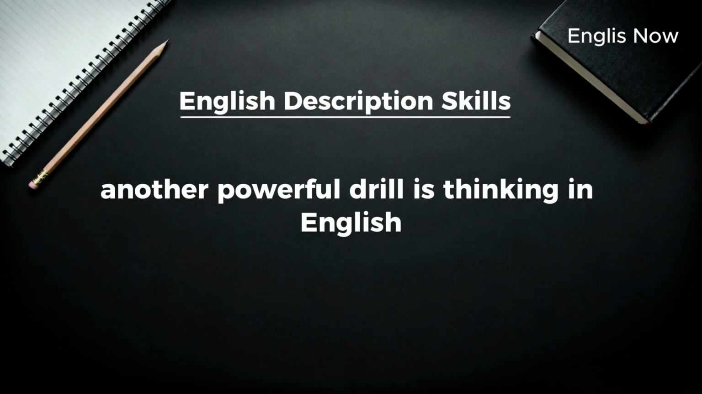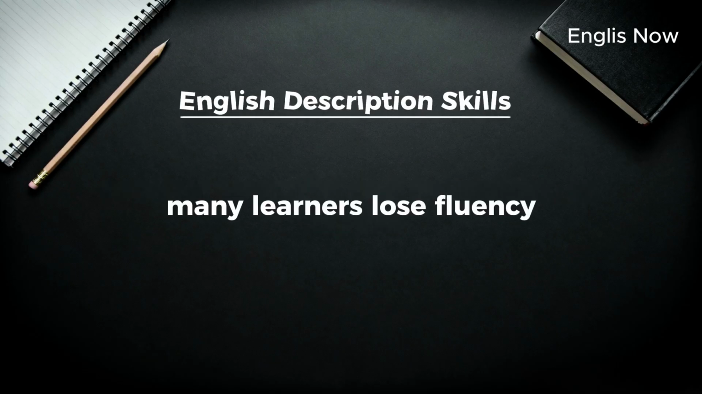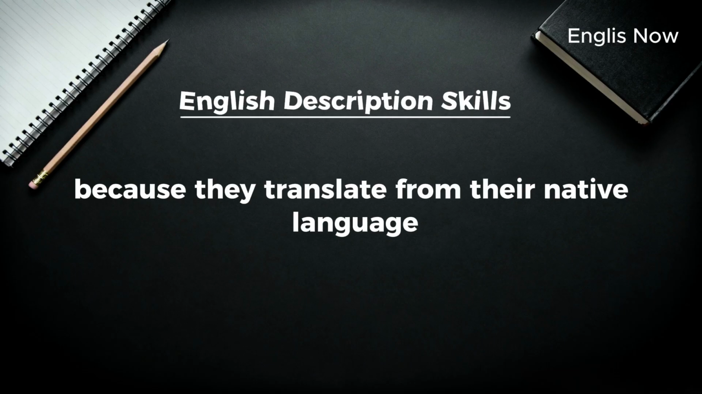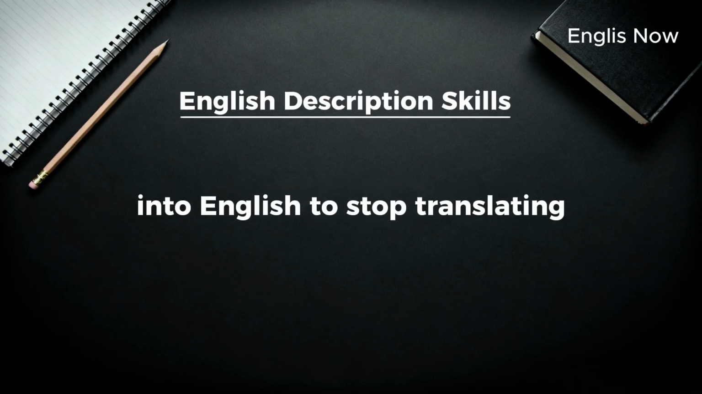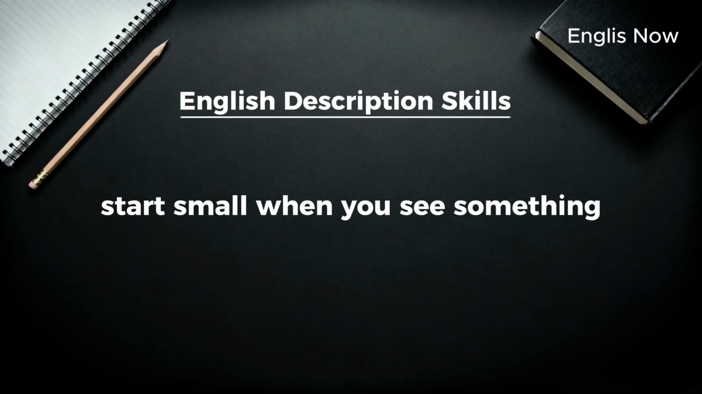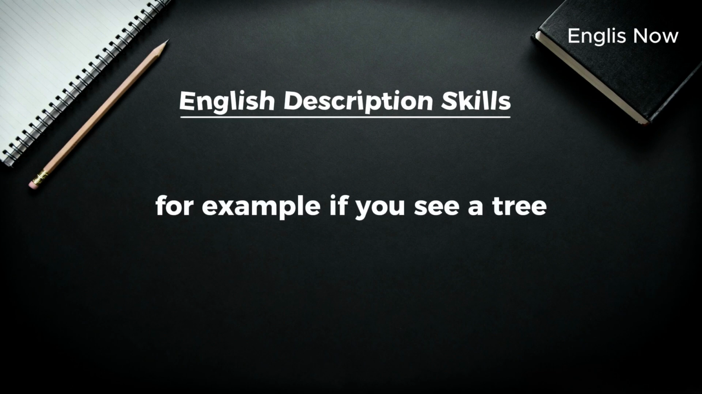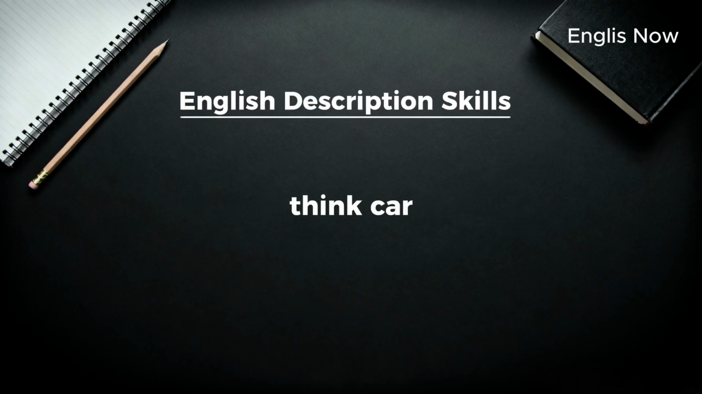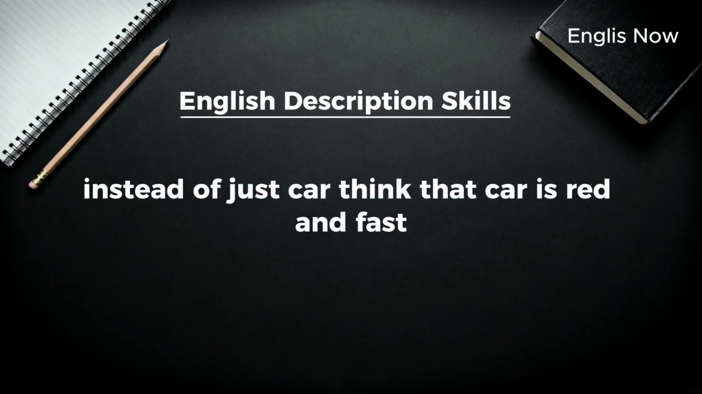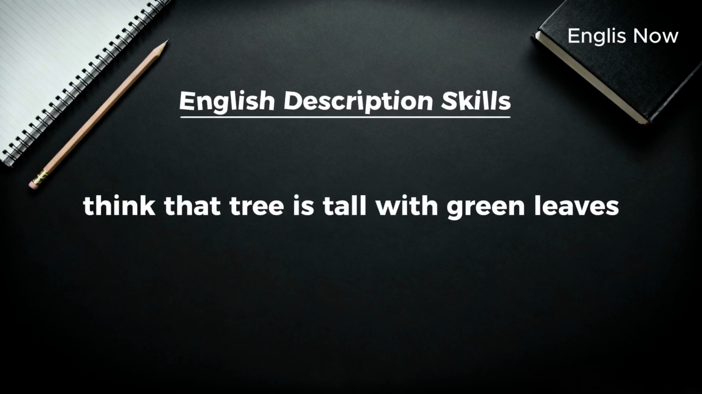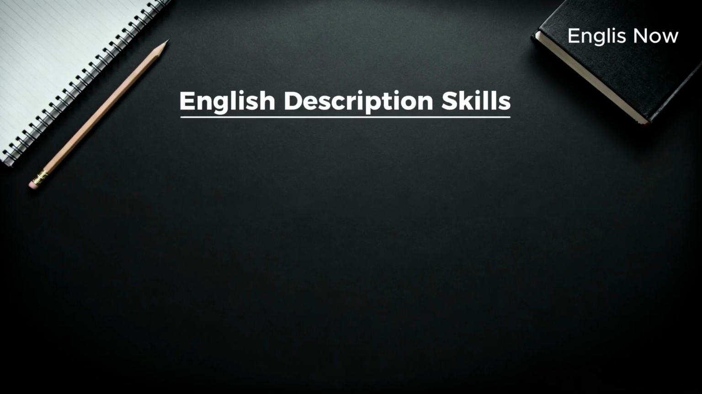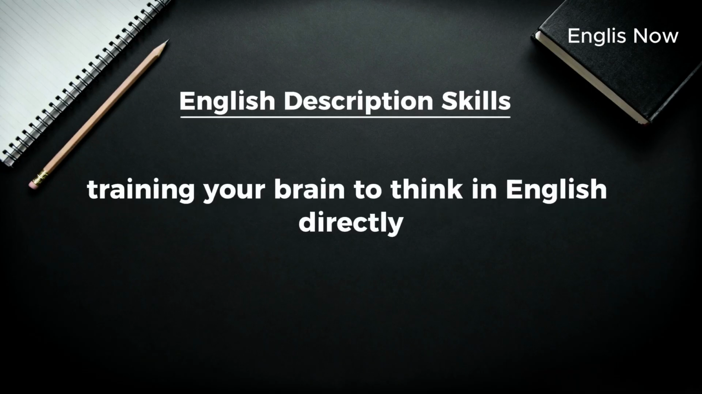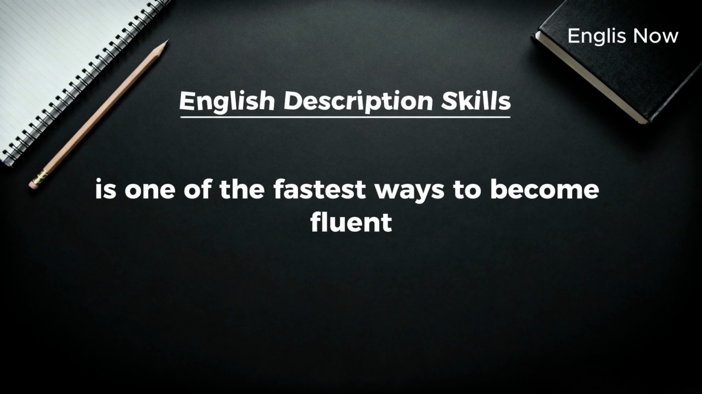Another powerful drill is thinking in English. Many learners lose fluency because they translate from their native language into English. To stop translating, start small. When you see something, name it in English immediately. For example, if you see a tree, think tree. If you see a car, think car. Later, expand. Instead of just car, think that car is red and fast. Instead of just tree, think that tree is tall with green leaves. Training your brain to think in English directly is one of the fastest ways to become fluent.